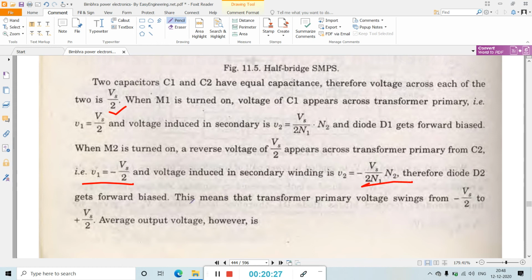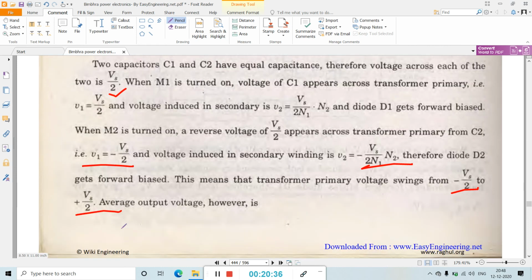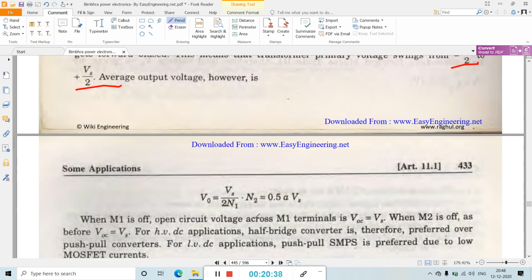Therefore diode D2 gets forward bias. This means transformer primary voltage swings from minus Vs by 2 to plus Vs by 2, and average output voltage is 0.5 alpha into Vs. In the previous case V0 is equal to alpha into Vs, but here V0 is equal to Vs by 2 into N2 by N1, which is equal to 0.5 of alpha Vs.